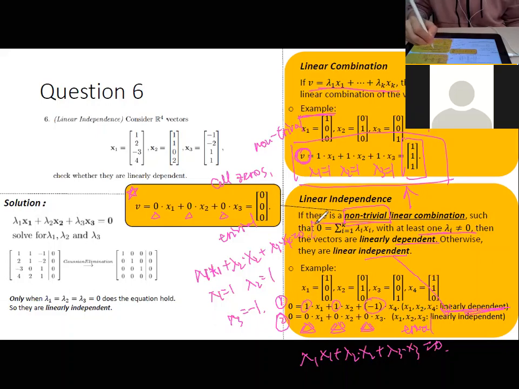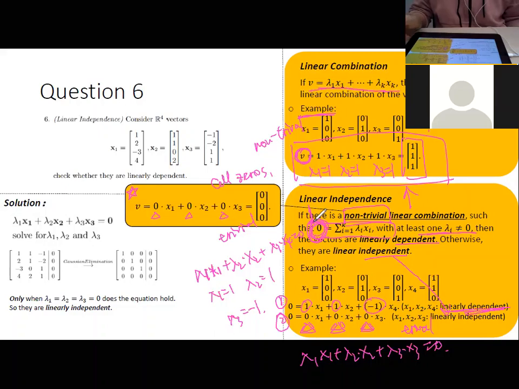Some of you have questions about whether the 0 at the end can be other values, and the answer is no. According to the definition, when we list the linear equations, the end should always be 0. You cannot use other values, it should always be 0.